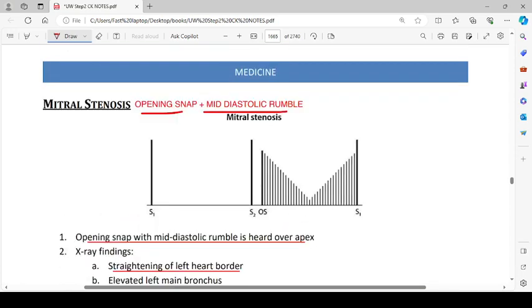Then the next topic is mitral stenosis. We'll continue with mitral stenosis in the next session.